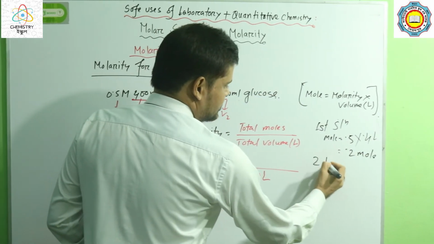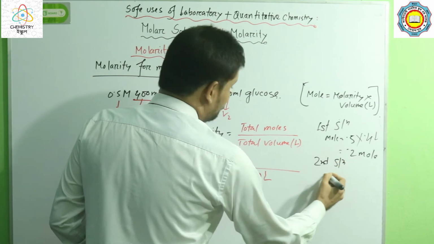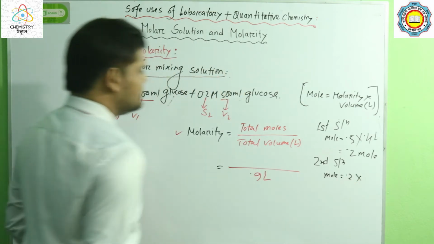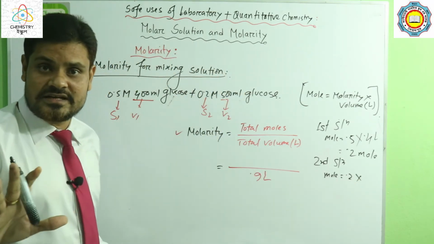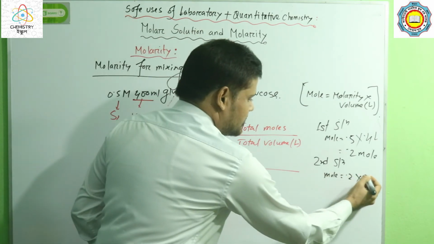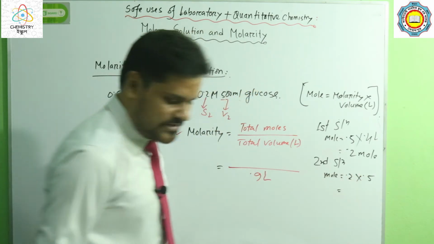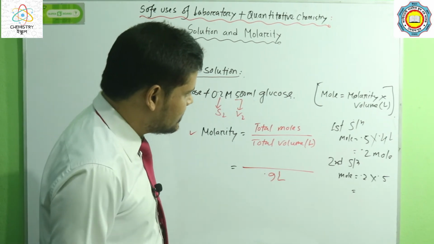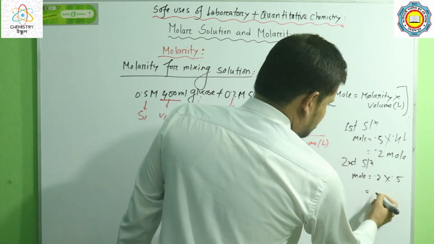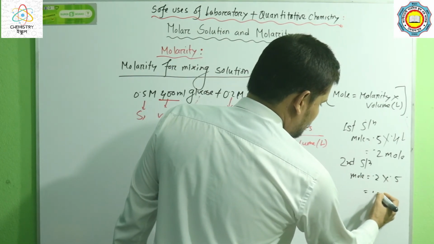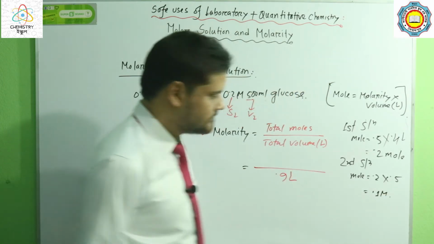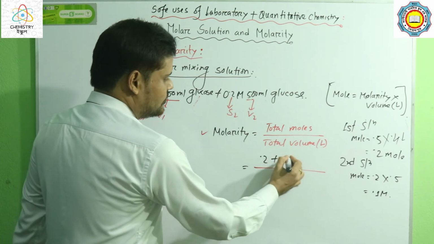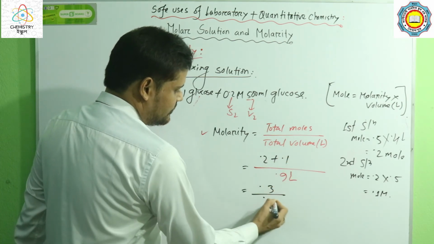For the second solution, what will be the molarity? What will be the mole here? Molarity is here 0.2, and the volume is here 500 milliliter, meaning 0.5 liter, and we can use here 0.5 liter. Then the mole for this solution will be 0.1 mole. Okay, and what will be the total mole here? 0.2 mole plus 0.1 mole. Then it will be 0.3 mole by 0.9.